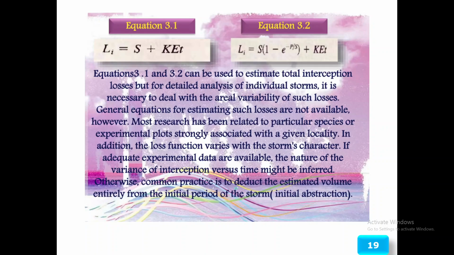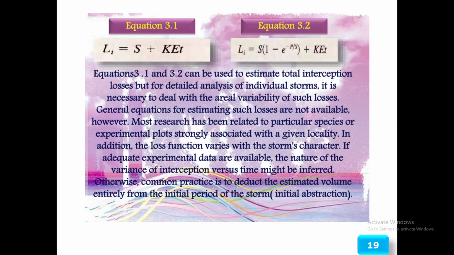So Li is equal to S plus K into Et, whereas Li is equal to S into 1 minus e to the power minus P divided by S, plus K into Et. Equations 1 and 2 can be used to estimate total interception losses for detailed analysis of an individual storm. It is necessary to deal with the areal variability of such losses. General equations for estimating such losses are not available.